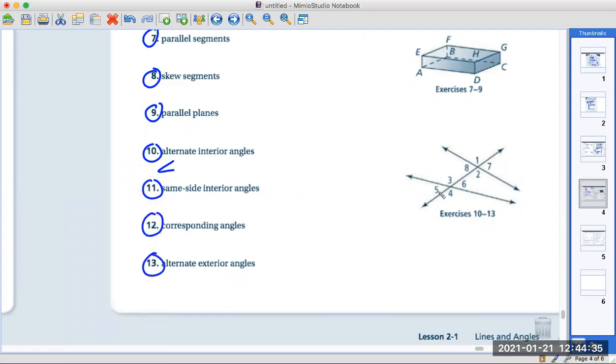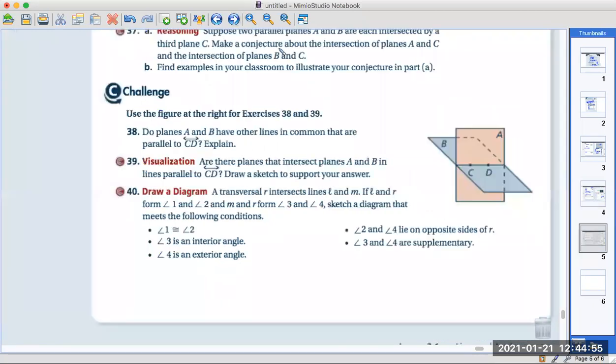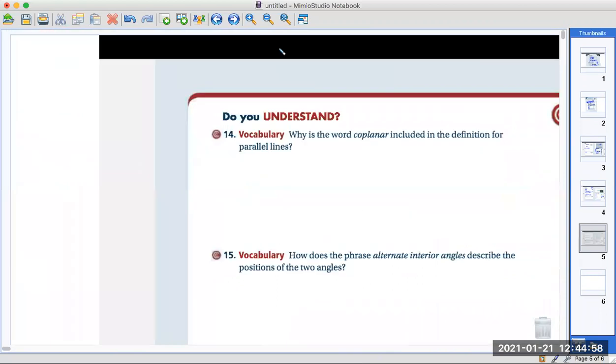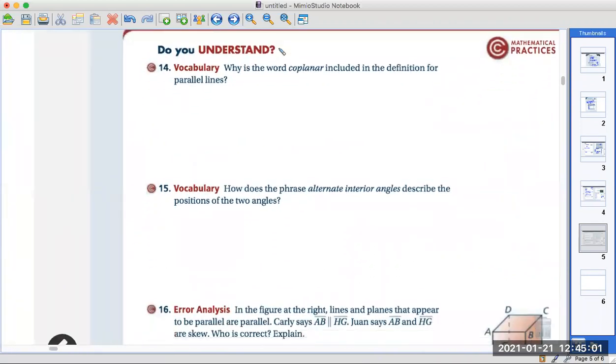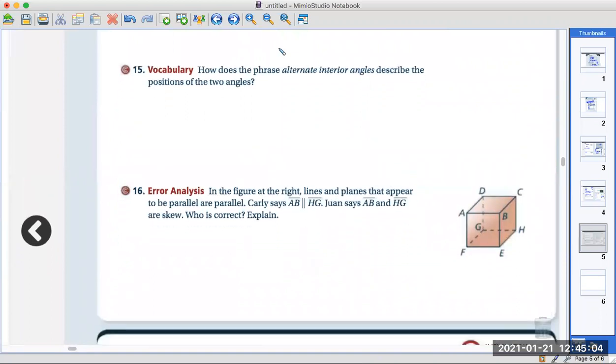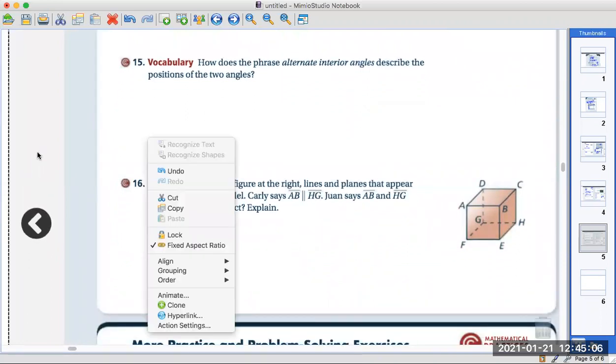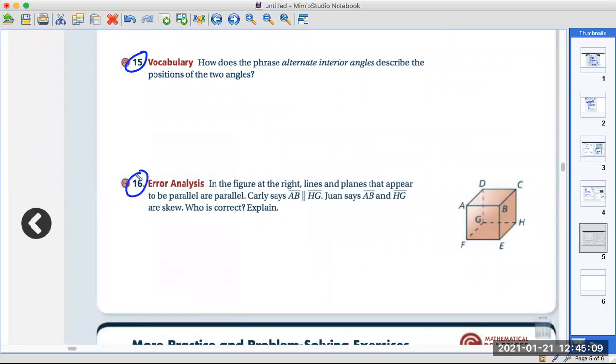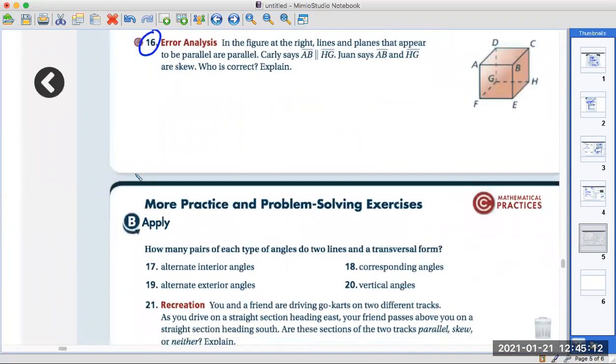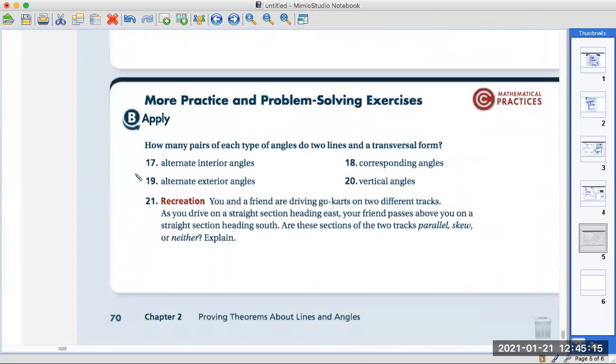Corresponding, alternate exterior. So your diagram is here. This is your transversal. So this is the one that decides, is it on the inside, outside, opposite side, same side? So that's this page. And then on this page, we're now on page 70. You're going to do number 15. Also number 16, error. There's an error, maybe. I don't know. And then down here, all of those.